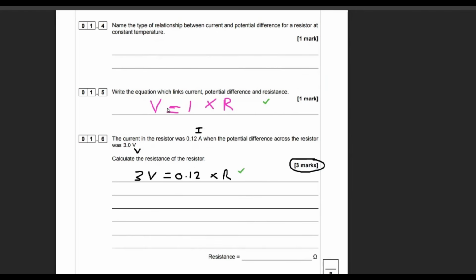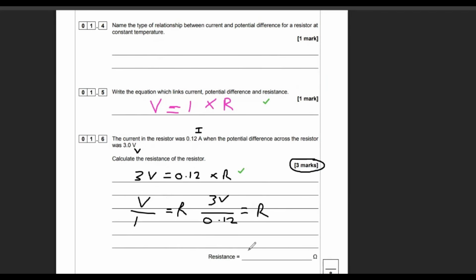Now you need to rearrange. We want to get R. So I want to divide both sides by I. What you do to one side, you've got to do to the other. So I'm going to do V divided by I equals R. Now, you're going to get a mark for the correct rearrangement. You could show that with the numbers. So we're going to go 3 over 0.12, and that equals R.